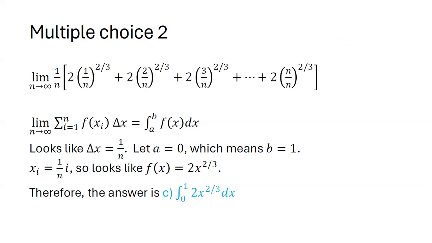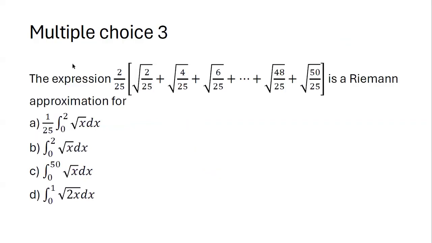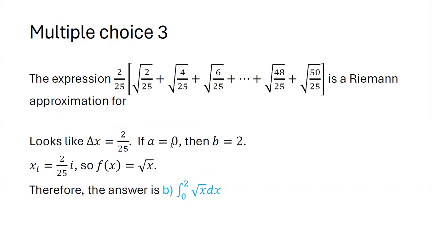Number 3, this expression is a Riemann sum approximation for which definite integral? Okay, hopefully you tried it. So again, let's try to get our delta x first. That would probably be this term over here, 2 over 25. So if we let a be 0, then b would equal 2 then, because again, delta x is (b minus a) over n. How did I choose a as 0?